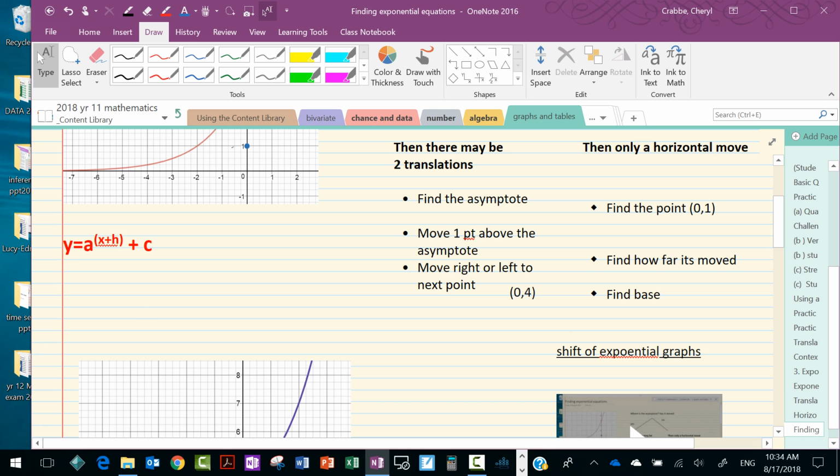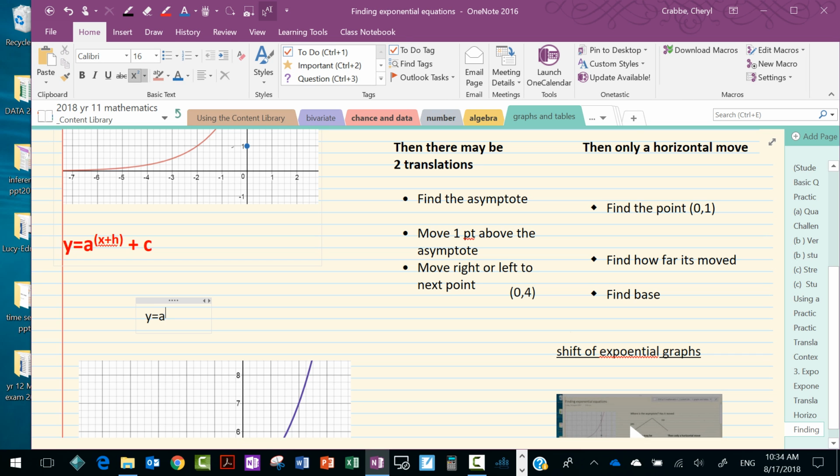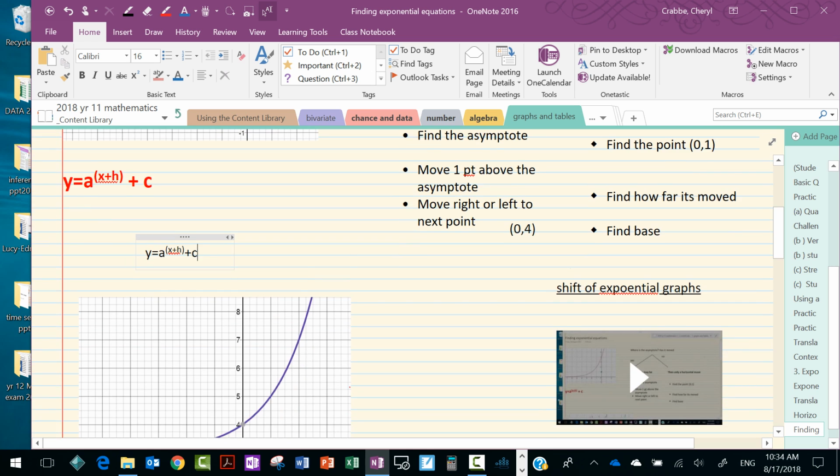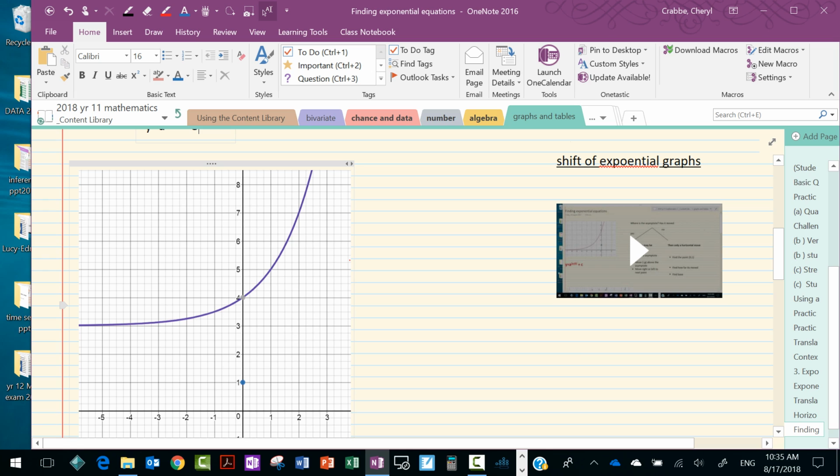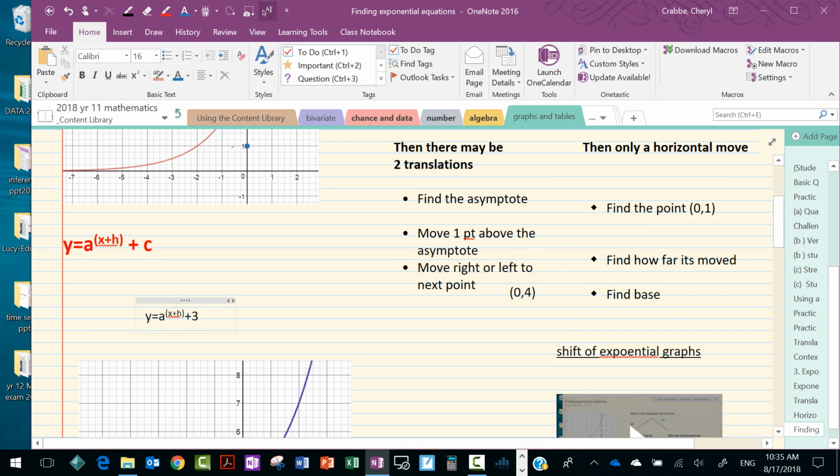So we know that y is equal to a, and then we have an exponent just of x plus h. But then we have plus c, right? So we have that. And we know where the c is. It's up 3. It's moved from the x-axis. It's gone 1, 2, 3. So it's plus 3. So by knowing where the asymptote is, we know what c is.